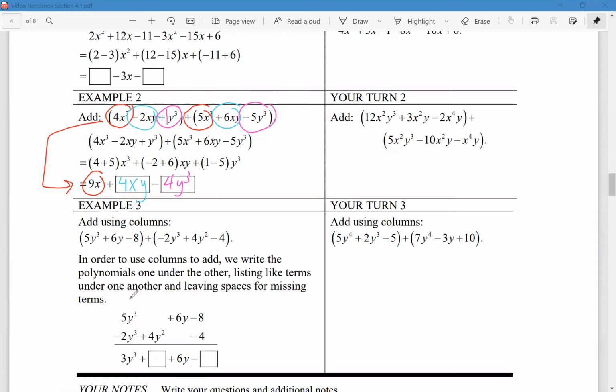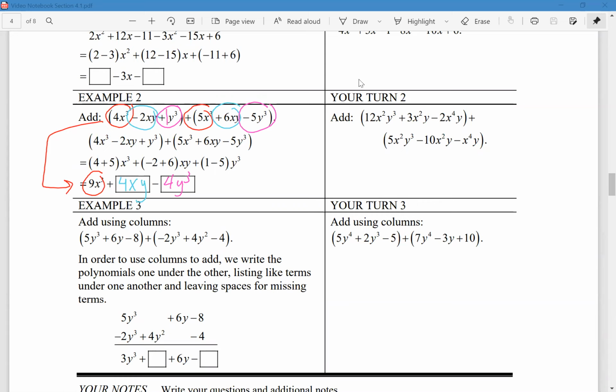All right, moving on to the next example, notice how the directions say add using columns. This is a strategy you might choose. It can help you stay organized. I'm a fan of this method, actually. I feel like it's so neat and organized. So that's why I like it. So really, you're just vertically lining up the like terms. So it says, in order to use columns to add, we write the polynomials one under the other, listing like terms under one another, and leaving spaces for missing terms.